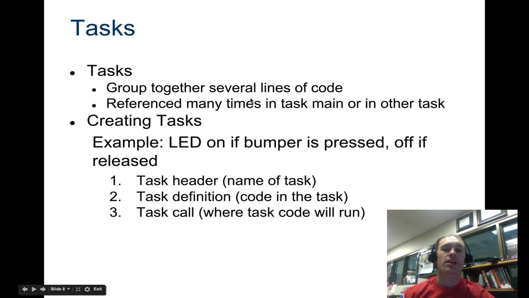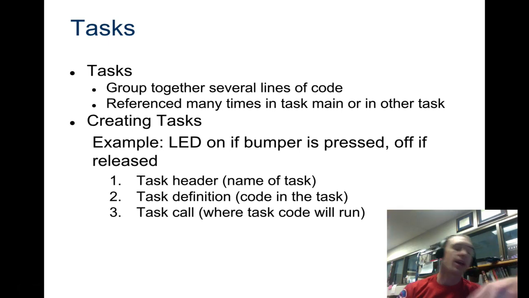So tasks are grouped together as several lines of code, and a task is usually referenced many times in task main or in another task. So if you need to do a chunk of code multiple times, rather than actually typing that code out again and again and again, you can do it one time, make it a task, and then call that task just by saying call task or start task. So it's a really easy way to do repetitive code.